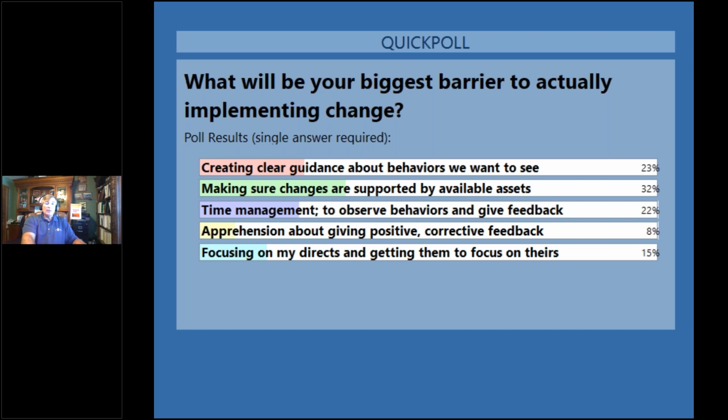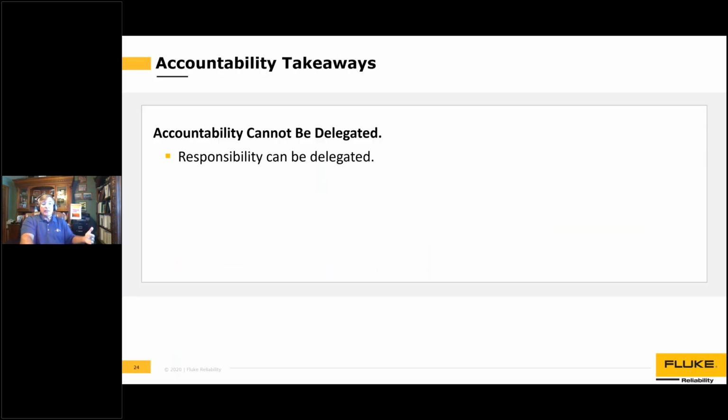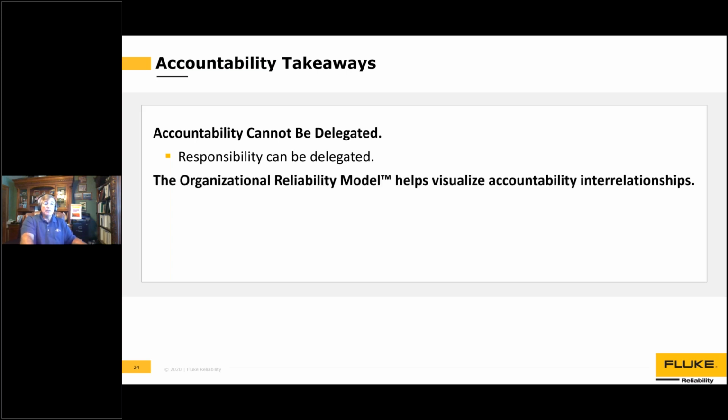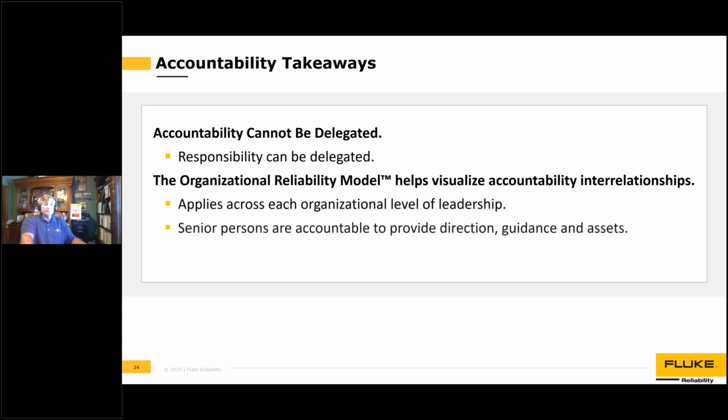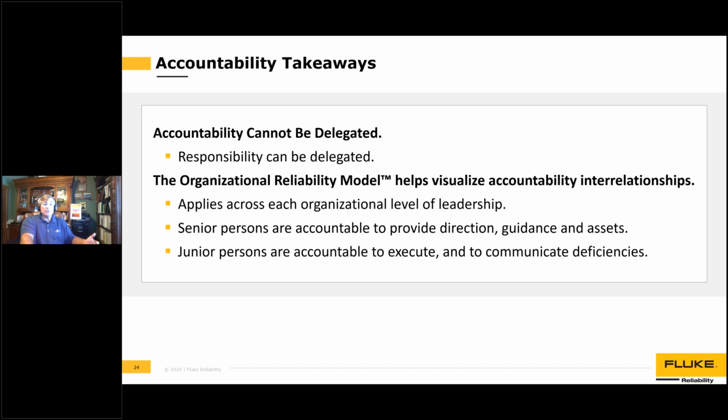Okay, so I want to get on to the accountability takeaways. What I would say is that accountability cannot be delegated, right? So responsibility can be delegated, but not accountability. And remember the organizational reliability model. It helps you to visualize the interrelationships between accountability at each level of leadership, and it applies across each level of leadership. Senior persons are accountable to provide direction, guidance, and assets, and junior people are accountable to execute and to communicate deficiencies.